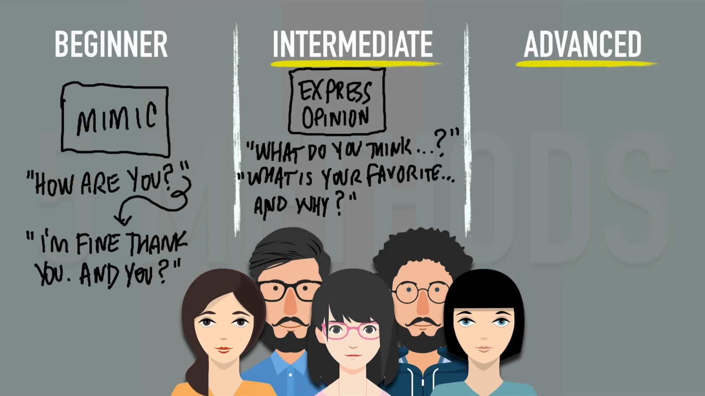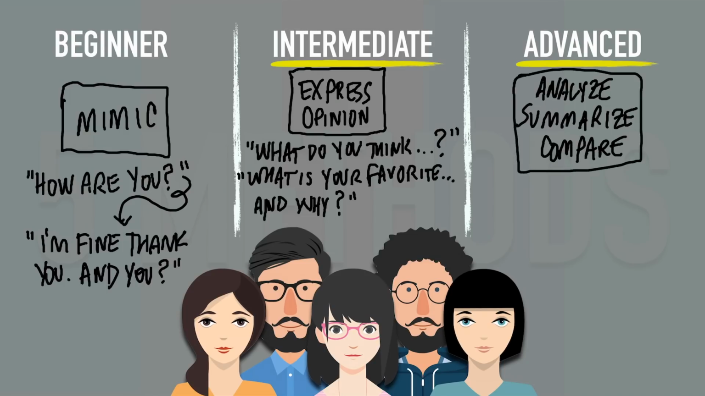Now, the advanced learner is totally different. You see, as an advanced learner, you must learn how to analyze, summarize, and also compare. Let me explain. So this is what happens at the advanced level. And remember, this part is also explained if you go to my video on how to think in English. Okay, I'll put the link above to the right.